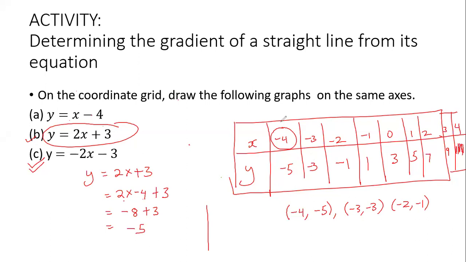Are you seeing the table? For x I'm having -4. That's why you made an error. Remember, you had 2x plus 3. So when you put -4, you'll have 2 times -4 plus 3. 2 times -4 is -8 plus 3, which gives you -5. Is that okay? So that's where the error is. Has everyone finished?